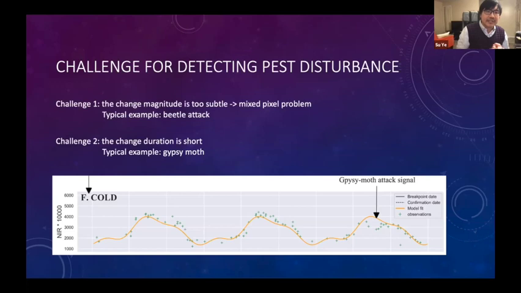I think the second challenge is that for certain insect species, the change duration could be very short, such as the gypsy moth.